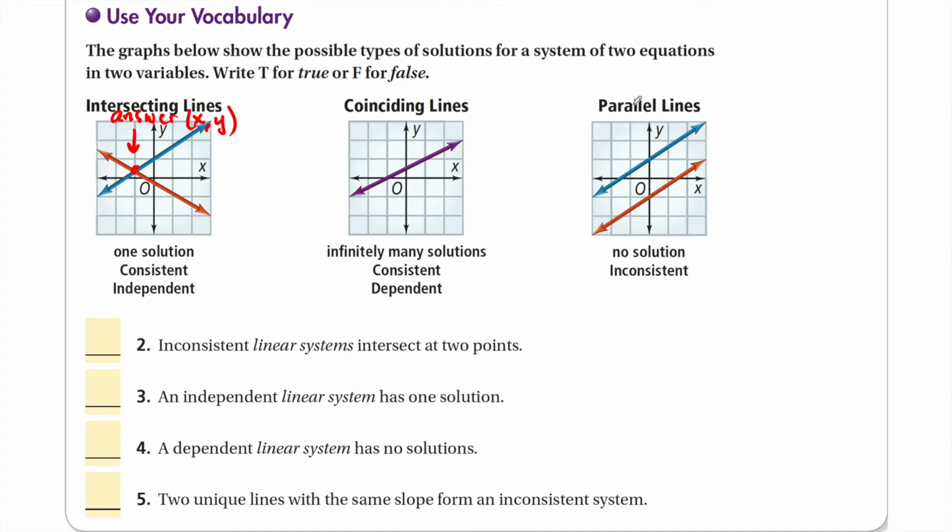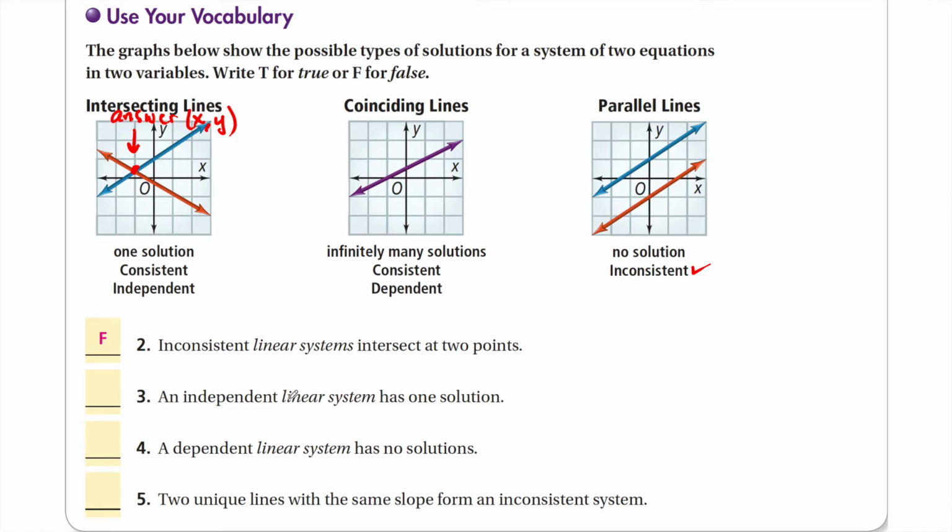And then last but not least, you have the parallel lines, which is no solution because they never touch, which makes it also inconsistent. So let's get going. Question number 2, inconsistent linear systems intersect at 2 points. Well, in order for something to be inconsistent, that means we can't have a single solution that is correct, and therefore that is going to be false.